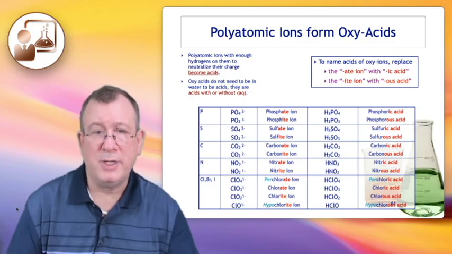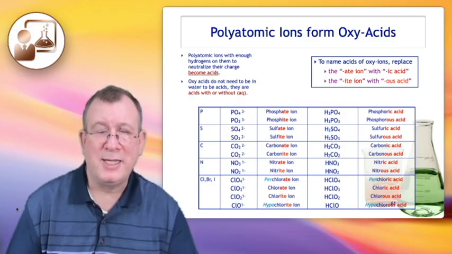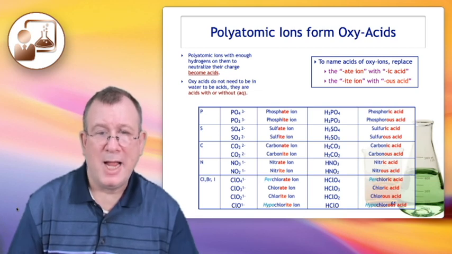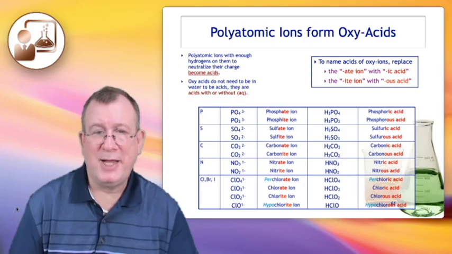The ic is the big one. So the ate becomes the ic, and the ite becomes the ous. Ate is bigger, ites are small. Ic is bigger than ous because 2 is us and 3 is a crowd. Ic is the bigger one. All right, sulfate becomes sulfuric acid. And if I slap hydrogens on the sulfite ion, I get the sulfurous acid.